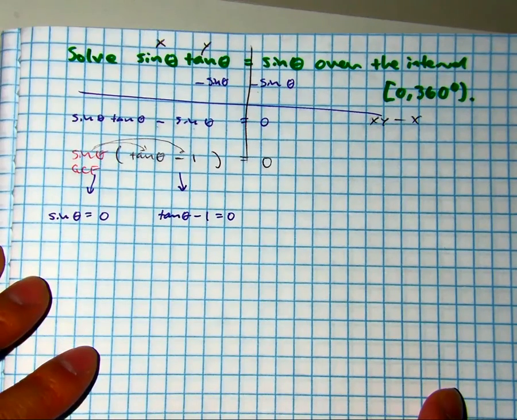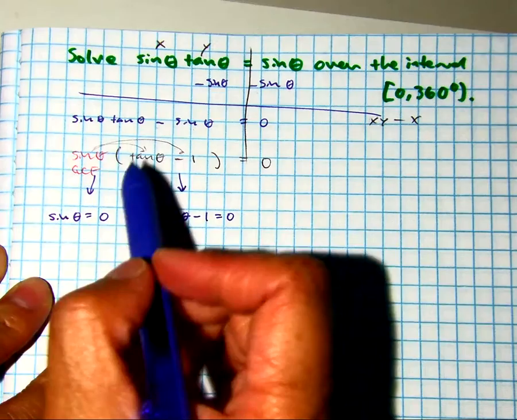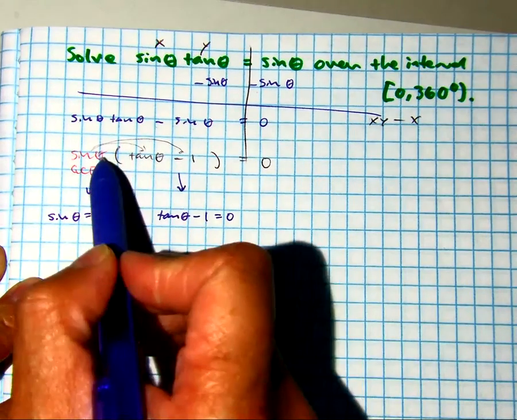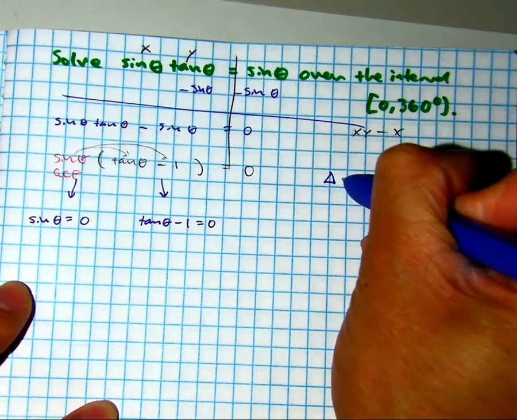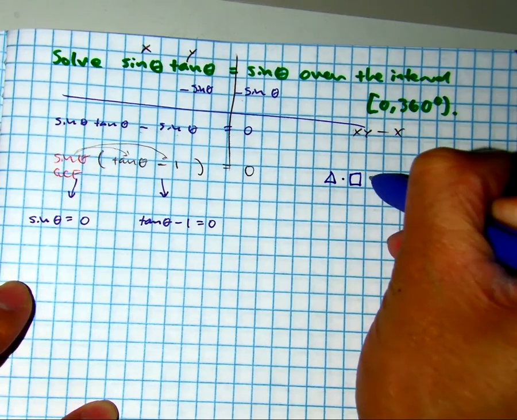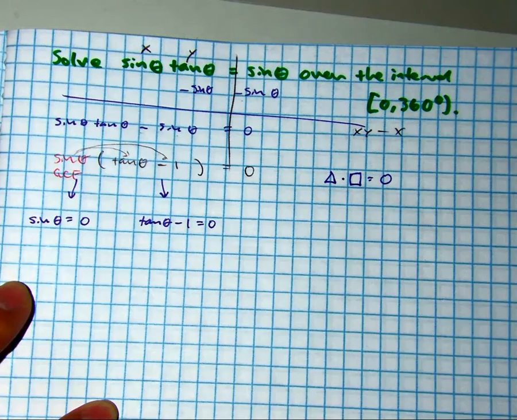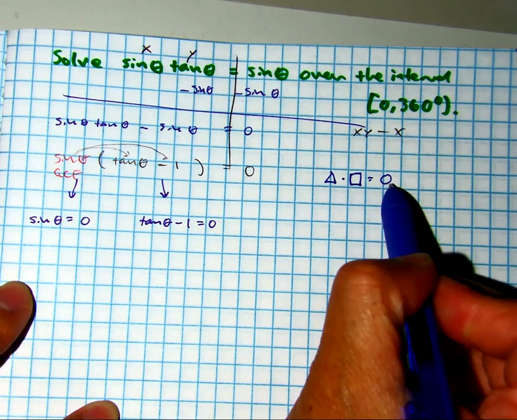So, just like quadratics, we are now setting each of these expressions equal to 0. If I had to explain it to you in a very basic sense, triangle times a square equals 0. If I multiply these two and it equals 0, that implies that what?